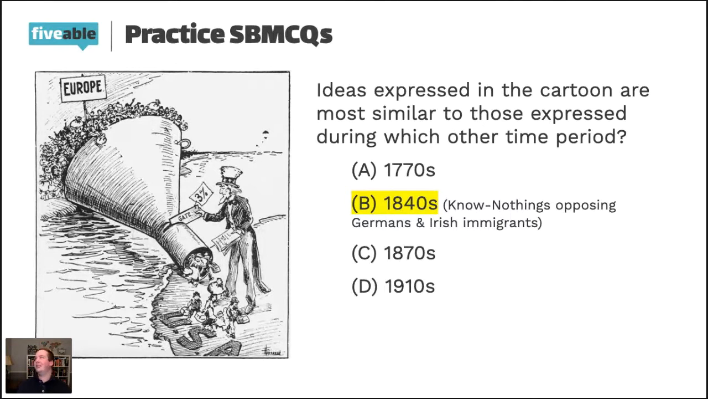Some of you are like, oh man, it's been so long. We covered that in like October. Sorry. There's also the 49ers, gold mining, racism, absolutely. So this is usually how AP questions are structured, right? There's two that you can eliminate right away, and then there's one that seems like it could be possible, and then there's a really good answer. If you answered the 1870s because you were thinking Chinese exclusion, you're not far off. You're doing just fine. 1840s is what we were thinking here because of the Know-Nothing Party and lots of nativism and racism toward immigrants that happens.